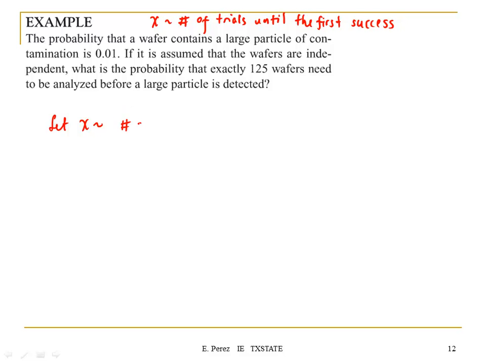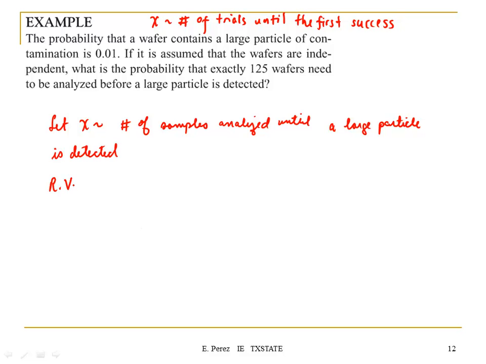So we can let x be the number of samples analyzed until a large particle is detected. So this type of random variable is geometric with p equals 0.01.